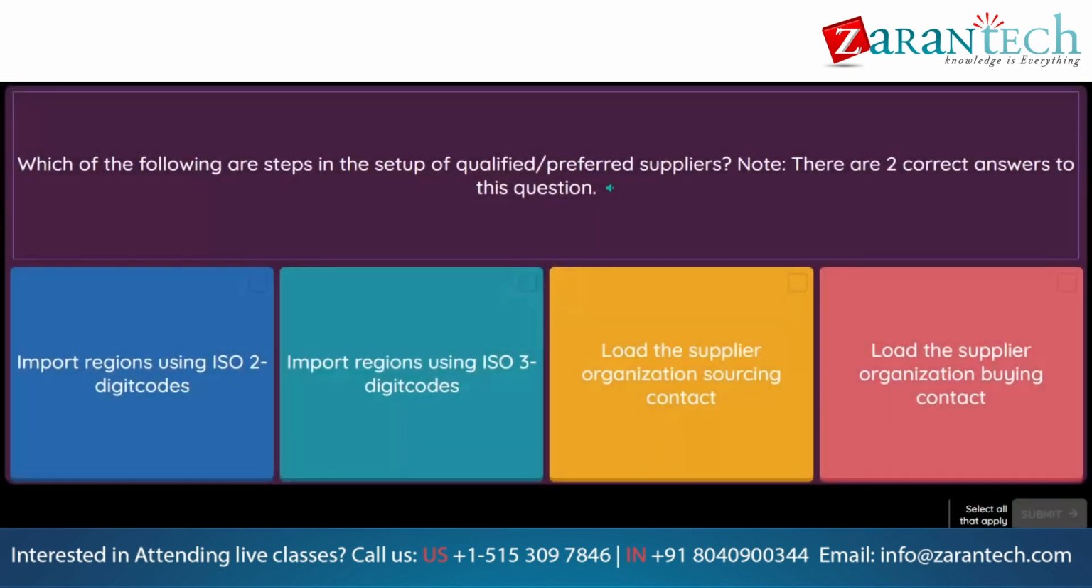Question: which of the following are steps in the setup of qualified/preferred suppliers? Note: there are two correct answers to this question. Option 1: import regions using ISO 2-digit codes. Option 2: import regions using ISO 3-digit codes. Option 3: load the supplier organization sourcing contact. Option 4: load the supplier organization buying contact.